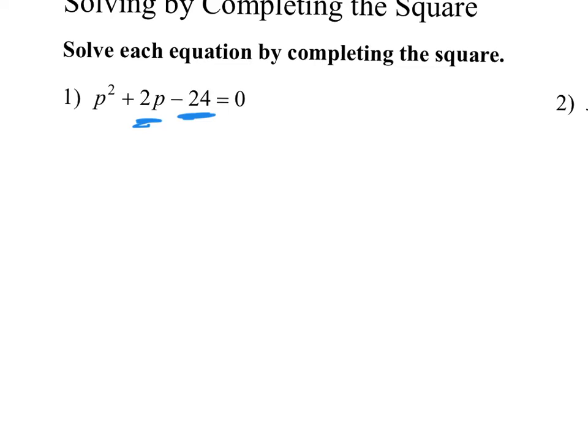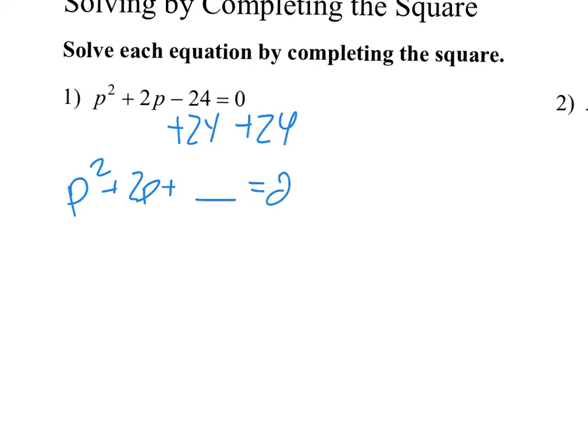So what I'm going to do is, since it's not a perfect square trinomial, I'm going to get rid of that 24, and I'm going to add it to the other side. I don't like it, okay? I'm then going to create a blank because I want to find a c value that's going to create a perfect square trinomial for me.